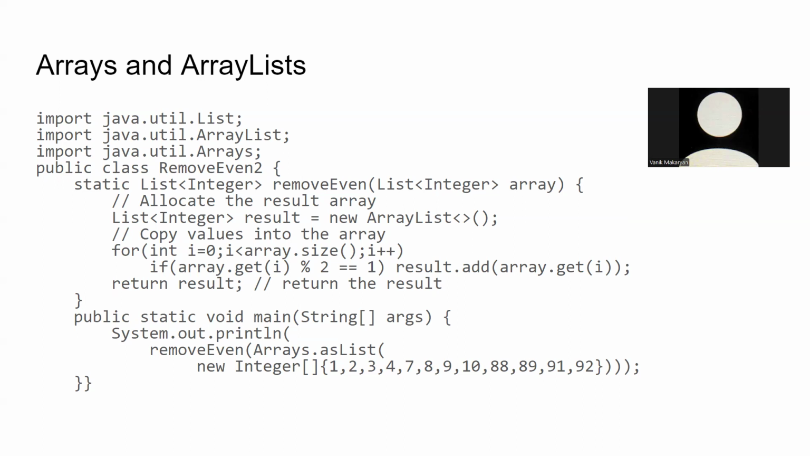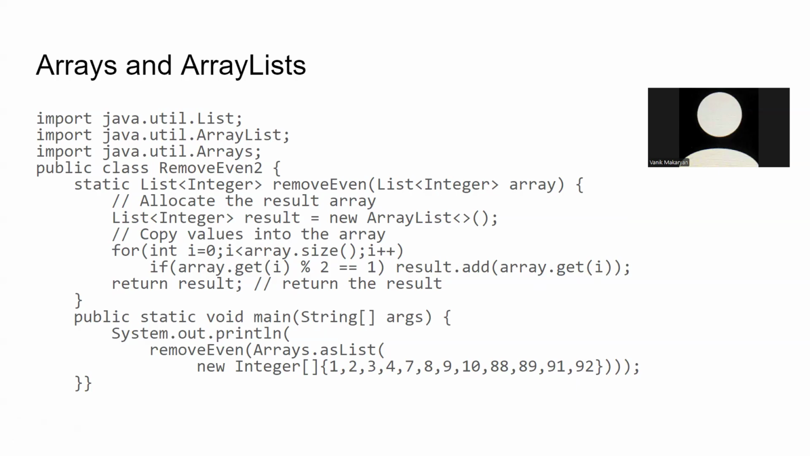And next, once we've declared it with no size, we go through and we find each odd number. And as we find that number, we call result.add and then do array.get to get the value. And then we can just return the result and we're done. Any questions on how that works?